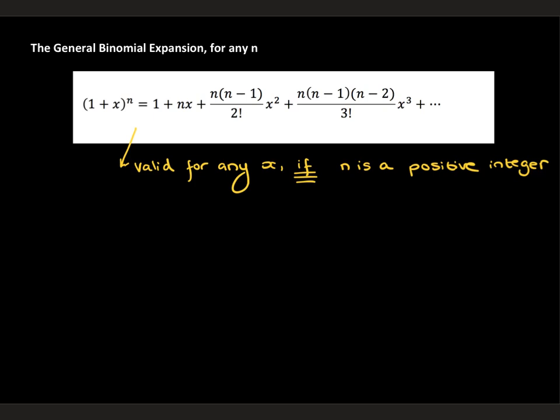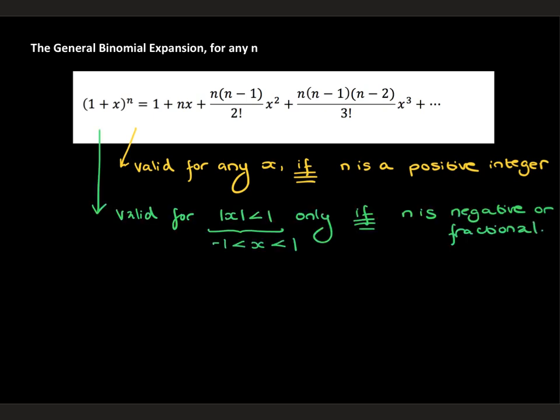Now, in the last few lessons, we have also used this generalised expansion for values of n which are either negative or fractional or possibly both. We have seen that in these cases, the expansion results in an infinite series of terms and is only valid for certain values of x. In every situation where we have used this expansion, our binomial has always started with a 1 here.